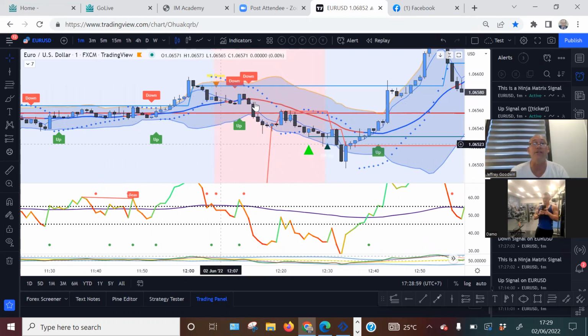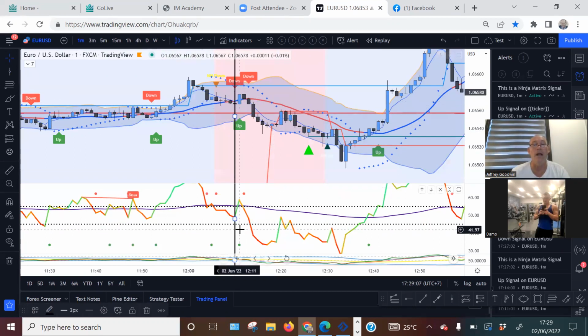So red matrix, we get the down. Now you see there's 2 there. I want to bring your attention to the first one that's there. And you look at this here, see the next candle would be the entry, but you see how it started above there.